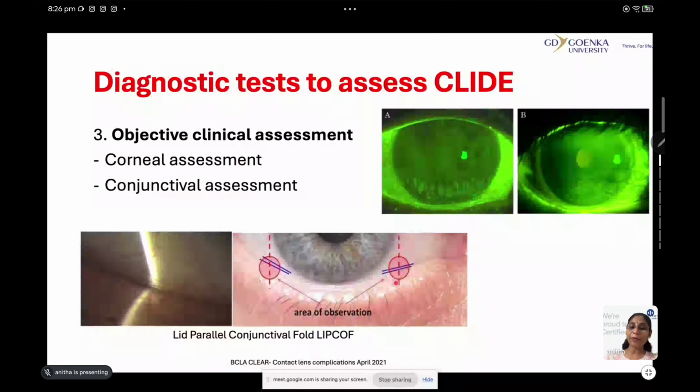This is the area where you will look for the lid parallel conjunctival folds. These are parallel folds of conjunctiva which bunch up. That is indicative of dry eye. I don't know if this picture is visible clearly to you, but if you look at the base where these two beams of light meet, you can see a couple of folds of conjunctiva. So these are the lid parallel conjunctival folds, or LIPCOF in short.